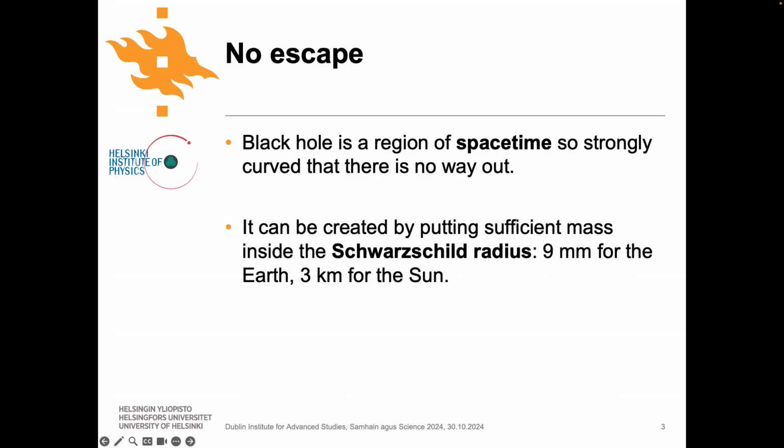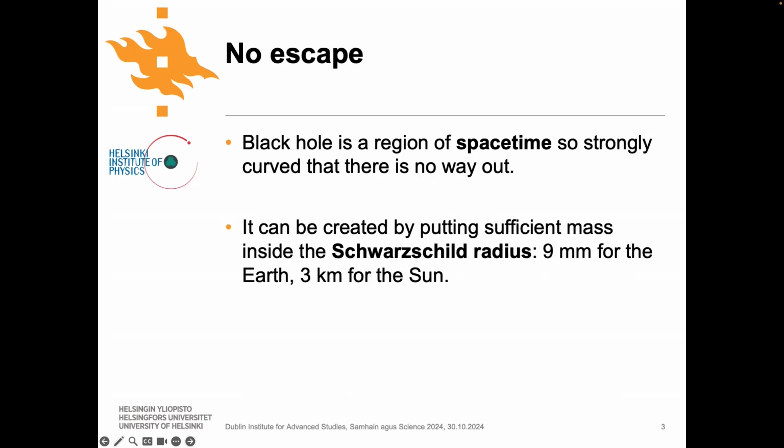And black holes can be created by just taking mass and putting it inside a small enough radius. It actually doesn't matter how much mass you have, it's just any amount of mass as long as you press it small enough. So if you take the entire mass of the Earth and press it inside a ball of radius of about 9 millimeters, then you will get a black hole, a rather small black hole. If you want to make a black hole out of the sun, then you have to compress all of its mass inside 3 kilometers.